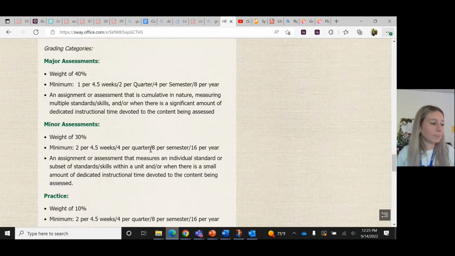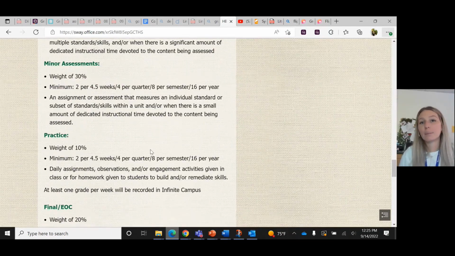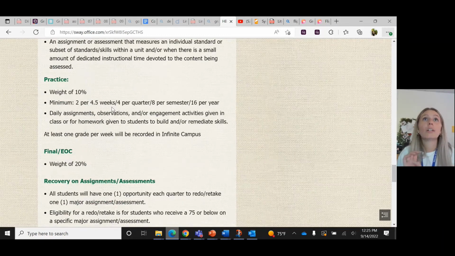So major assessments in my class are 40% of the grade. So these major assessments are the county assessments that they send out that our students have to take. These will be 40% of the student's grade. Our minor assessments, which are my quizzes or big assignments or projects, they are 30%. Practice grades, which are homework and classwork, are always 10%.